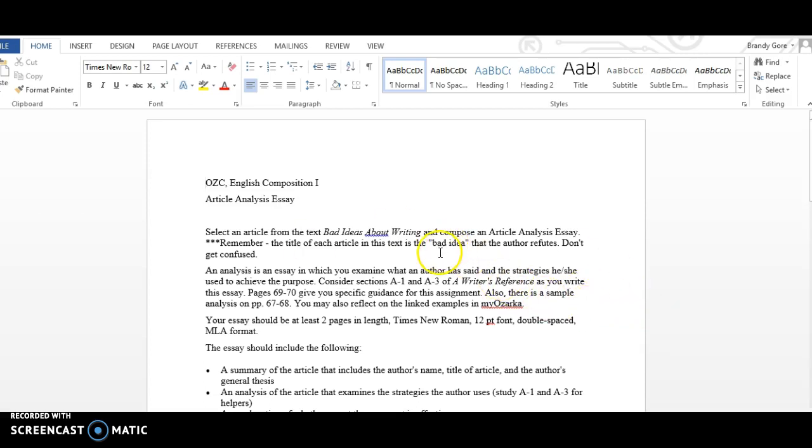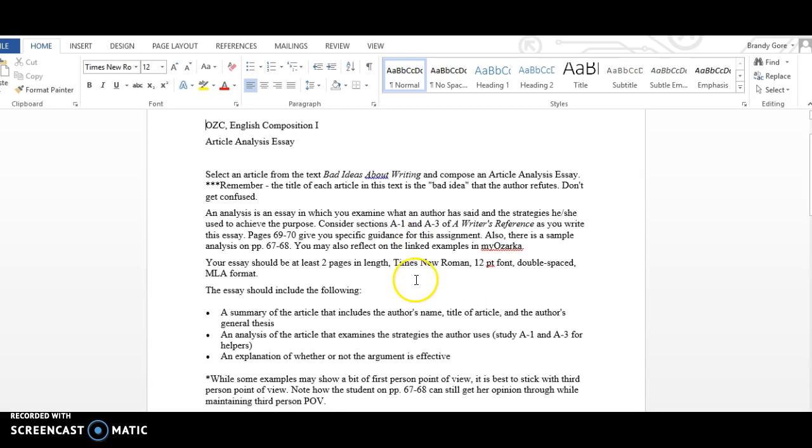Remember, it's a bad idea, and so just like Carr's failure is not an option. Well, obviously she explains that failure is an option. So just don't forget that. Don't get confused about these little titles. In your text, this is concerning sections A1 and A3, and also instructions for this assignment separate from what I have here. So I just recommend reading all of this and reading the ones on 69 through 70, and then you'll have this really full understanding of what we're looking for here.